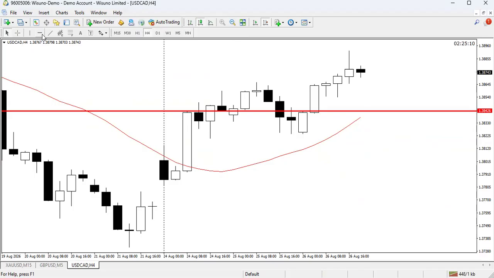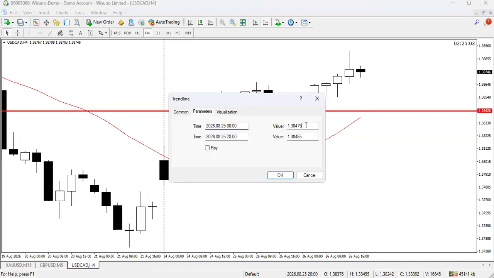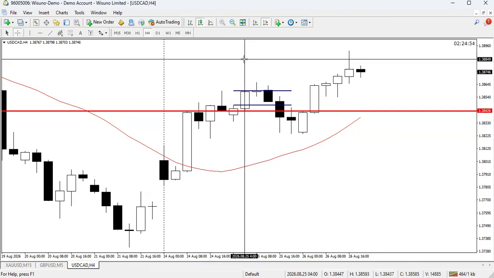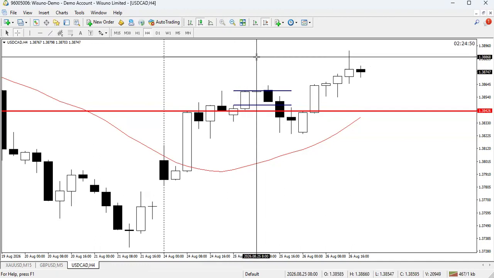Let me go through the process. First candle. This is the first one, this is the second one. This is the second candle of the day. This candle closed at noon. This candle closed at 4 p.m. my time. Now what is this telling me?